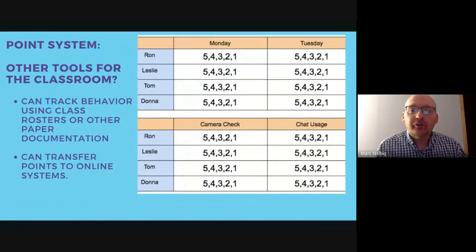You could also take the traditional keeping points on paper method, and instead of like having it by Monday, Tuesday, you have it by a behavior you'd like to see, and you can add points as they meet the criteria. And so here you can see I targeted 2 very specific behaviors, camera check and chat usage. Maybe during the Google Meet, it's easier for you on paper, and then you put it in the online system. That's what we kind of have to visualize and see what works best for us.